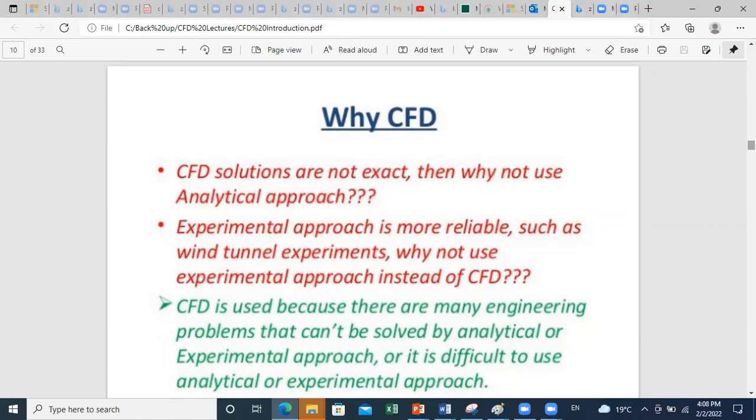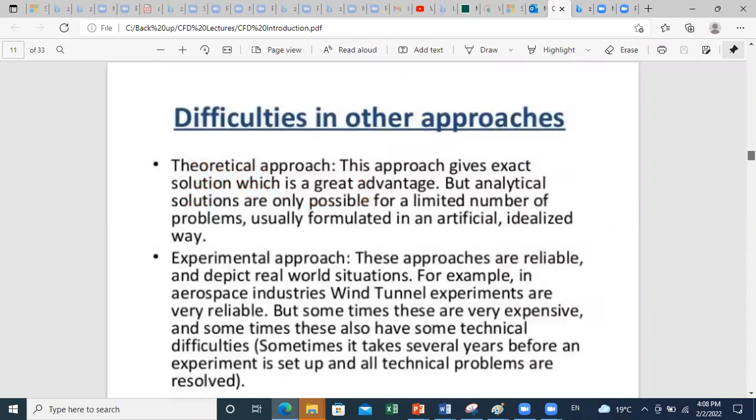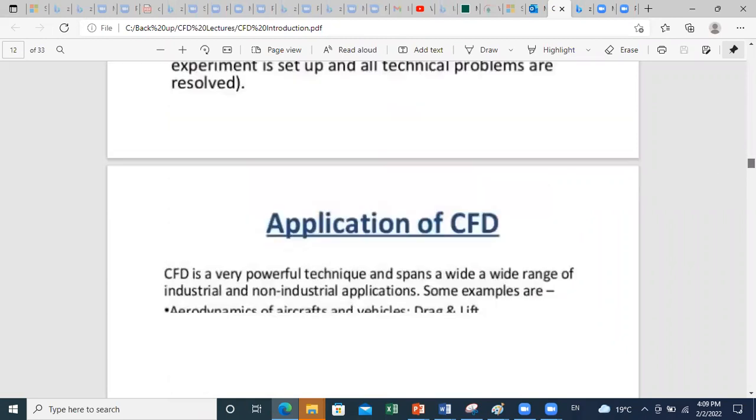As we said, the experimental approach is a reliable technique, and we can use, for example, wind tunnel experiments to design, let's say, an airplane or an airfoil, a car, etc. But they present high cost and large time. This is why CFD is used, because we have many engineering problems that cannot be solved analytically, and the experimental approach is difficult and will cost a lot. We mentioned the difficulties in theoretical and experimental procedures.